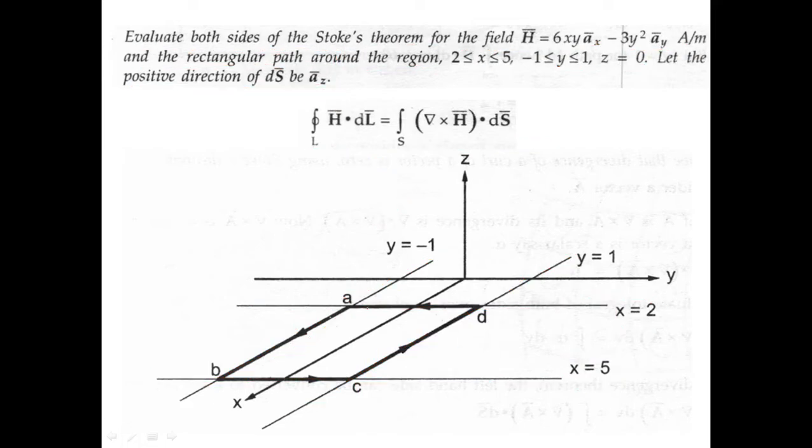I hope everyone understood how we got this. Since we are taking positive az cap, again you have to apply the right hand thumb rule. When you hold the right hand thumb rule, your fingers will be in this direction. Always note that it has to satisfy the right hand thumb rule. So now this will be az and this is the path taken.